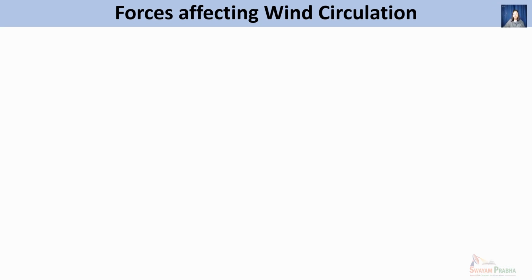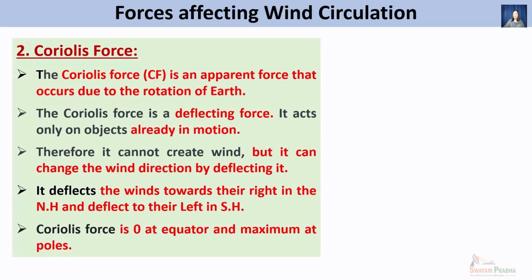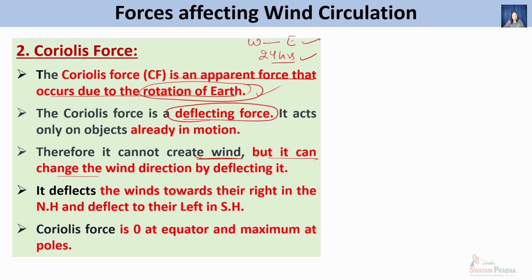Besides pressure gradient force, another force which impacts the deflection of winds and affects their circulation is the Coriolis force. This particular force is the deflecting force. It does not create winds, but it deflects them once they are already in motion. And this Coriolis force is the apparent force that occurs due to the rotation of Earth. So the rotation of Earth from west to east on its axis in approximately 24 hours leads to this Coriolis force. Therefore, it cannot create winds, but it can change the wind direction by deflecting them.